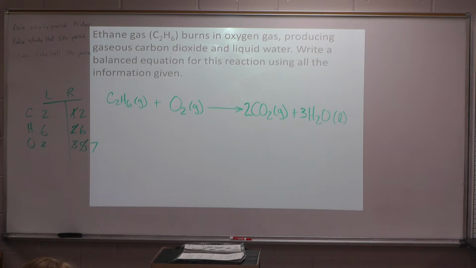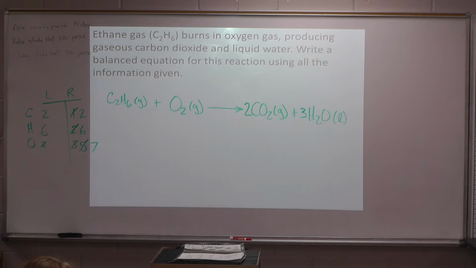Because I can't change the CO2 or the H2O without unbalancing my carbons and hydrogens on the reactant side, can I? Why can't you just put 7 on that one? Because that would give me 14. Did you at least count multiples before? You need to get that 3 to be a 4.